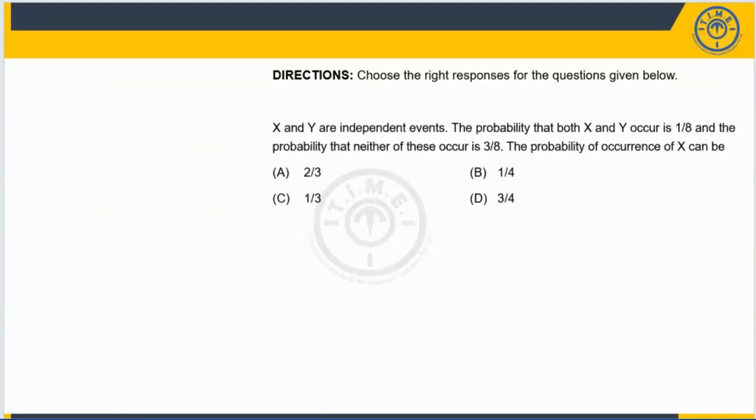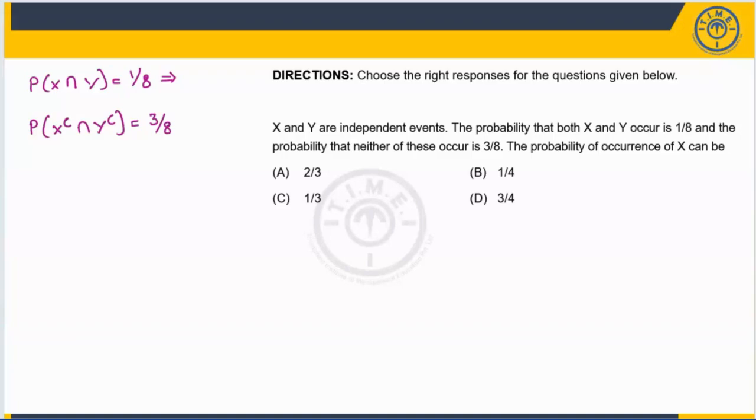Now again, here is the next one. If X and Y are independent events, the probability that both X and Y occur is 1 upon 8. And the probability that neither of these will occur, that means neither X is occurring nor Y is occurring, is 3 by 8. The probability of occurrence of X can be. Now, that is what I said. While reading the question, try to write it symbolically. If you are writing symbolically, then it is easy for you to identify what has been given and what you are supposed to find. Okay.